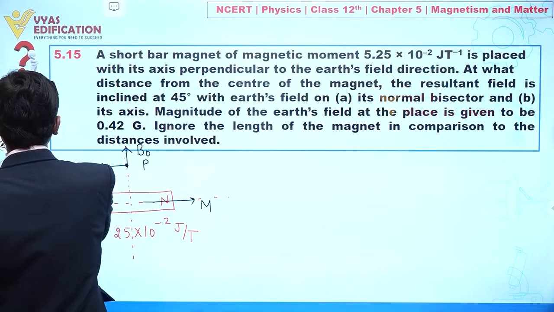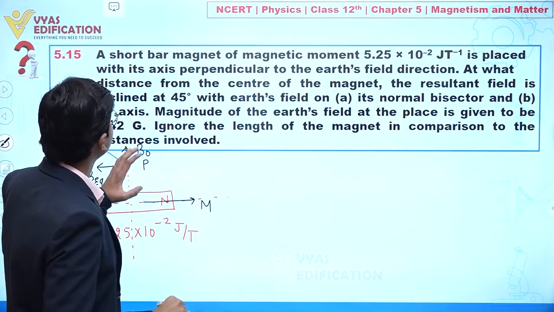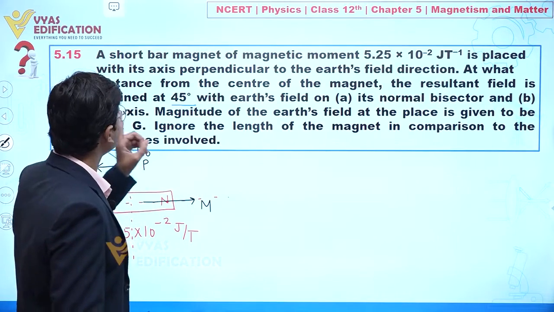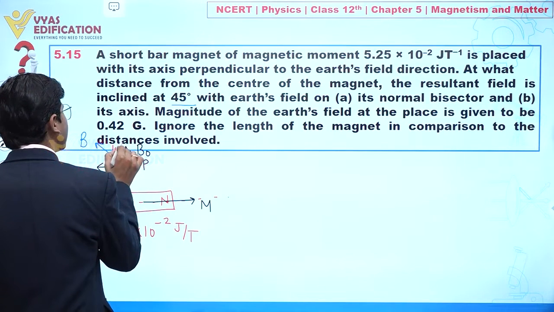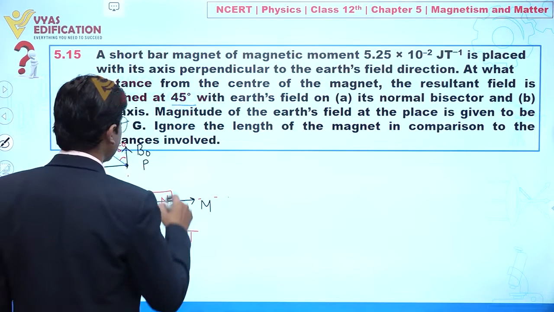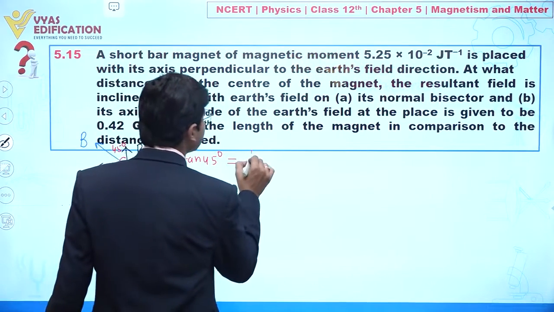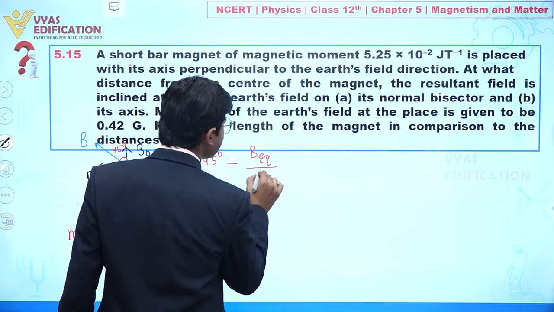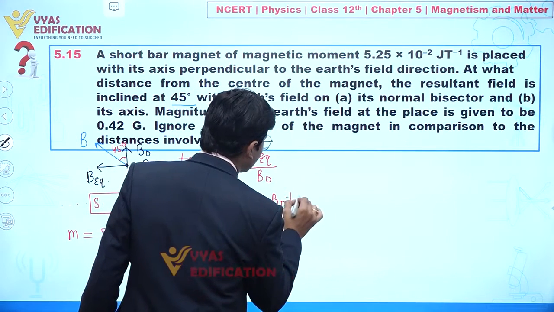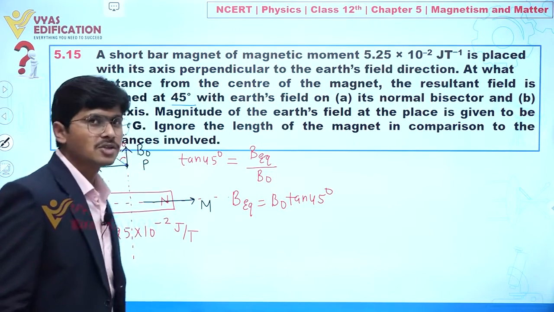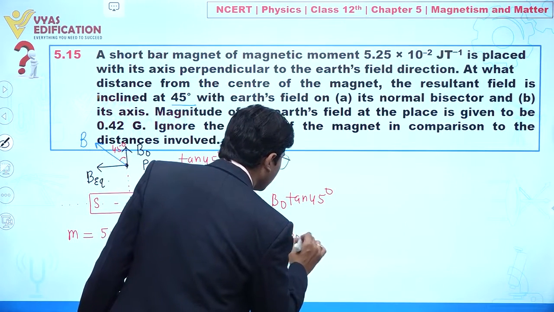So now it is given in the question that we have the resultant of the earth's magnetic field and it is making an angle of 45 degrees, clear? The resultant field is inclined at 45 degrees with the earth's magnetic field. It means this angle is given to you, this one is 45 degrees, clear? So from here can we write like this, tan 45 equals B equatorial divided by B naught, clear? So from here I can write B equatorial equals B naught tan 45 degrees, clear? So the value of tan 45 is equal to 1. So we can write B equatorial equals B naught, clear?